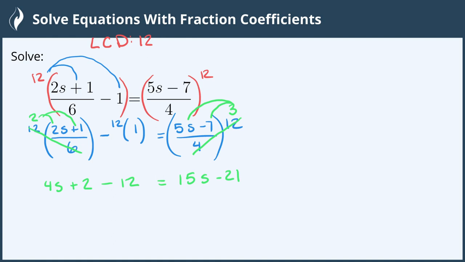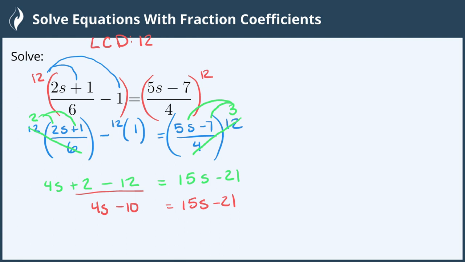Now we need to continue by combining all of our like terms. So we have 2 minus 12, which is negative 10. So we have 4s minus 10 equals 15s minus 21. Now we need to combine all of our terms with the variable on one side of the equation and all of our terms without a variable on the other side, all the constants.